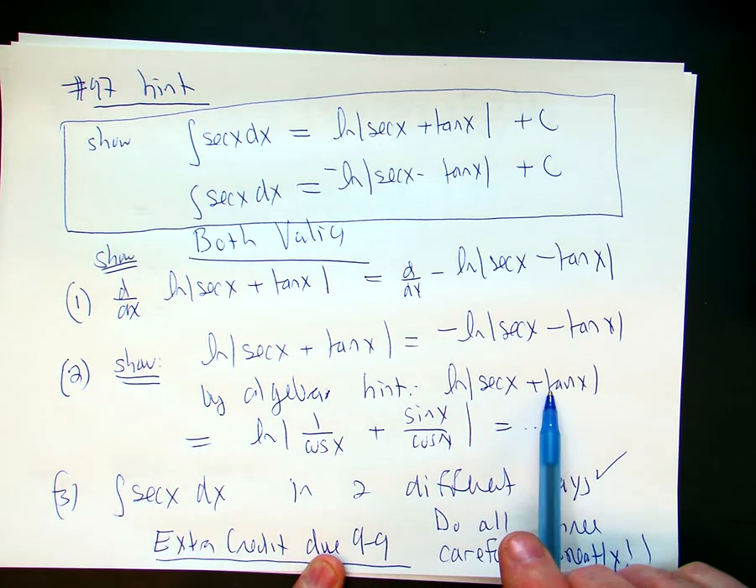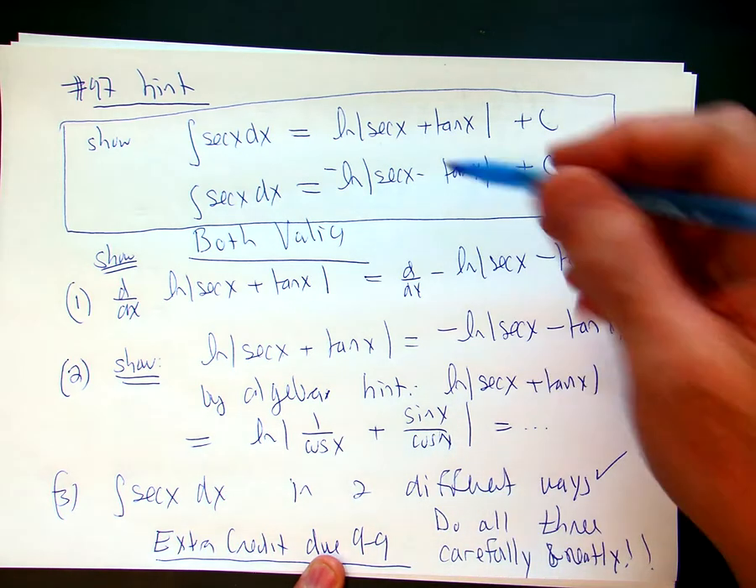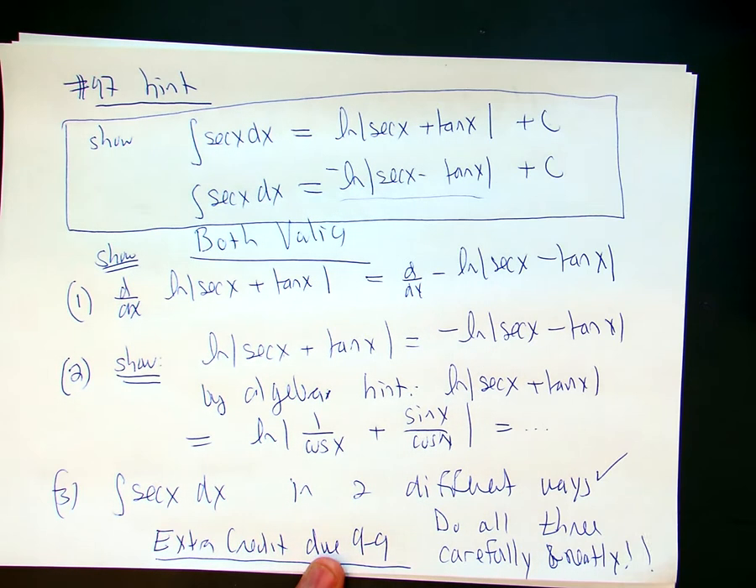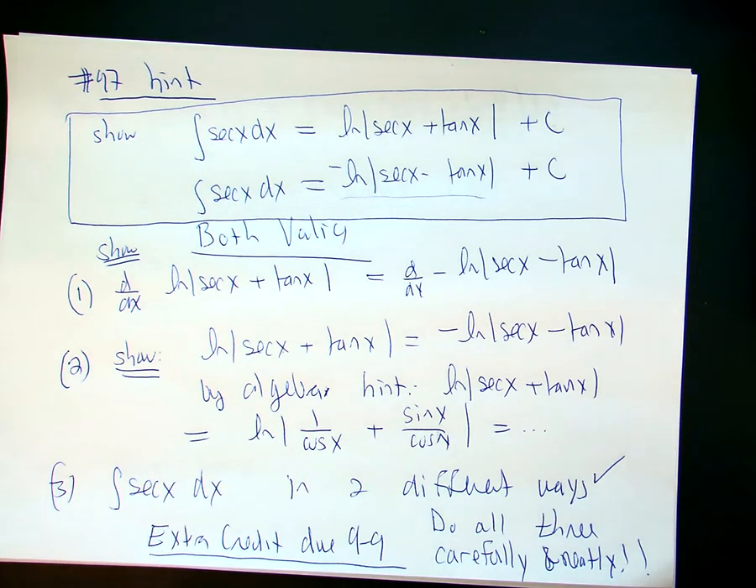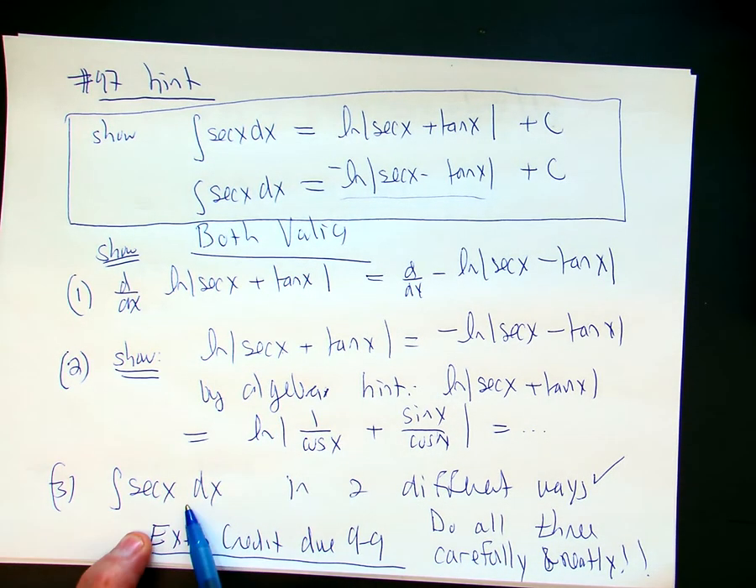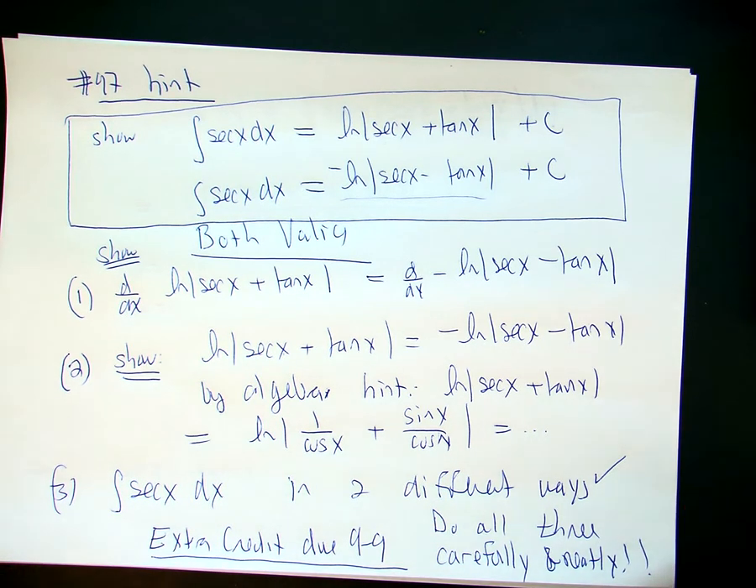And I would start here. I'd write things in terms of sines and cosines and manipulate these until you end up with this over here. It's doable. There's a couple of tricks involved, so it's a little challenging. The third way is just to integrate secant x dx in two different ways. And that's what I suggest.